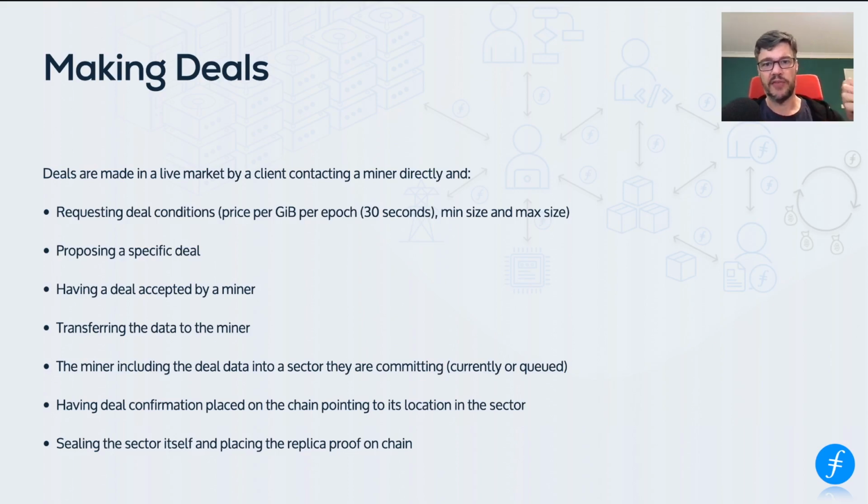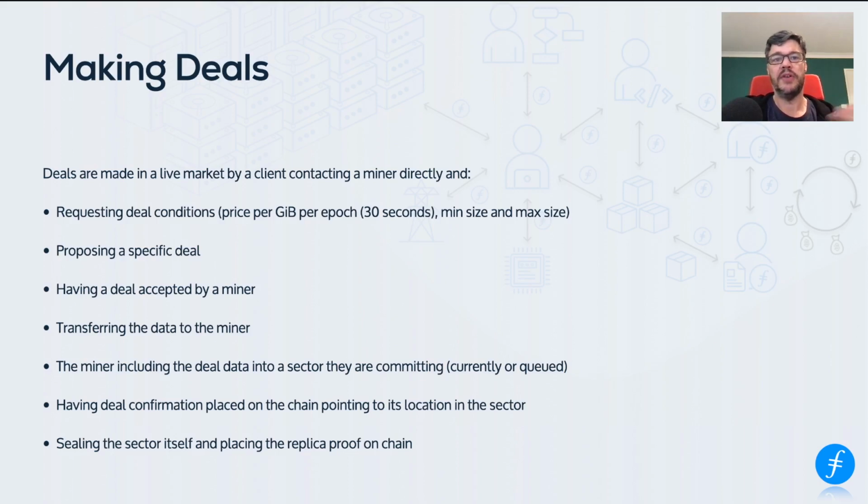They say this is how much it's going to cost you for me to store your stuff, and these are the parameters of size. Then as a client, you propose, if that's acceptable, a specific deal within those parameters. So here's my data size, and here's what I'm proposing. The miner then has to accept that deal, and there's various reasons and ways that miners can reject deals even if they are within their conditions. So miners can have filters of things that they don't want to accept. There's a lot of reasons that miners may not want to store your data.